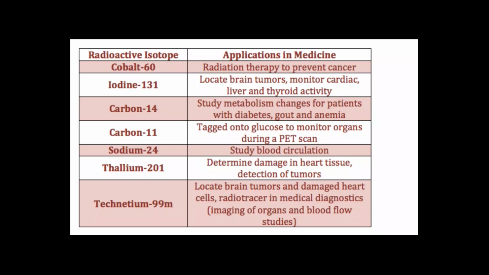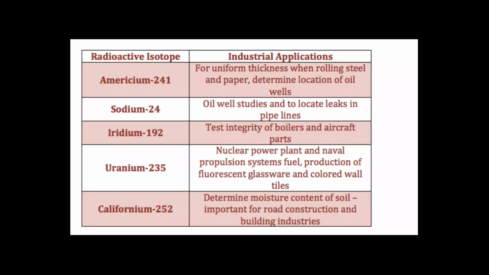Sodium-24 is used in blood circulation. Thallium-201 is used to determine damage in heart tissue. And technetium-99 is used to locate brain tumors and damaged heart cells. Moving on.